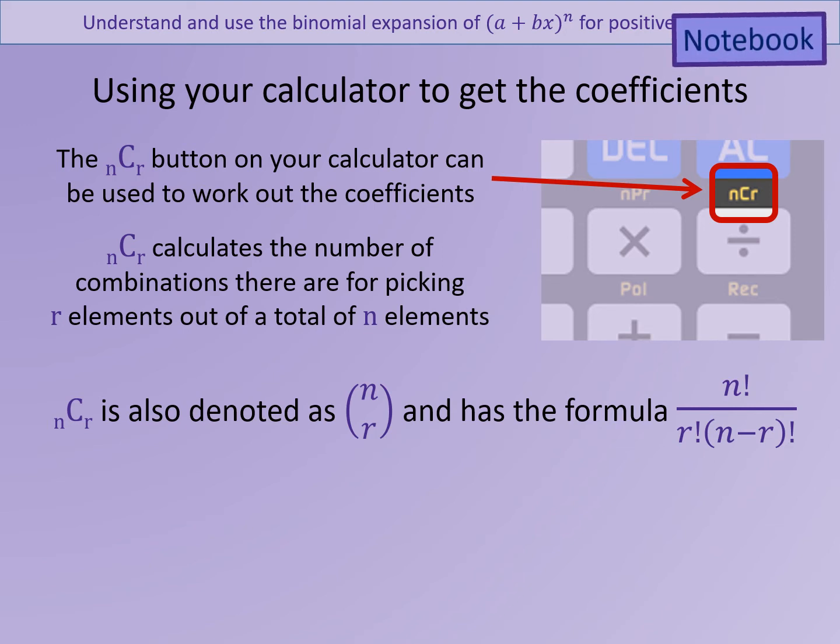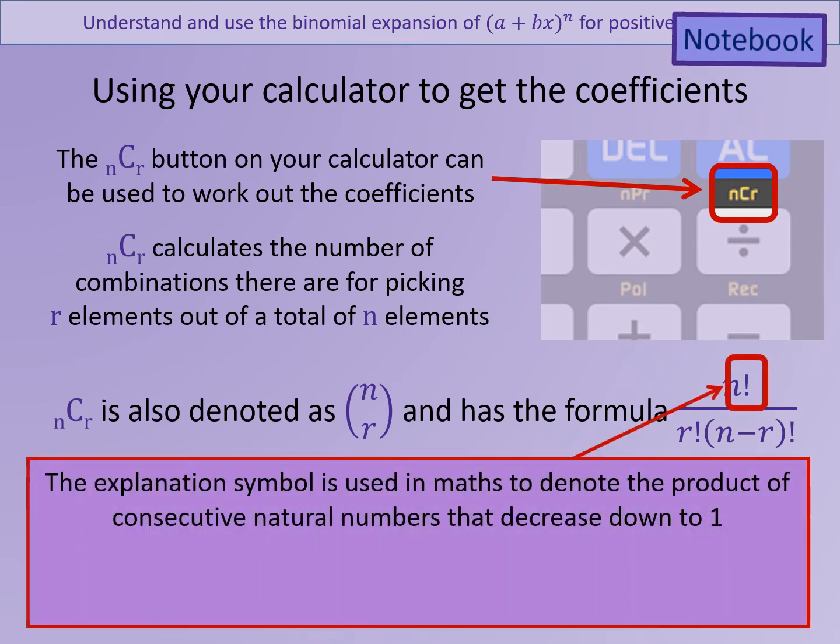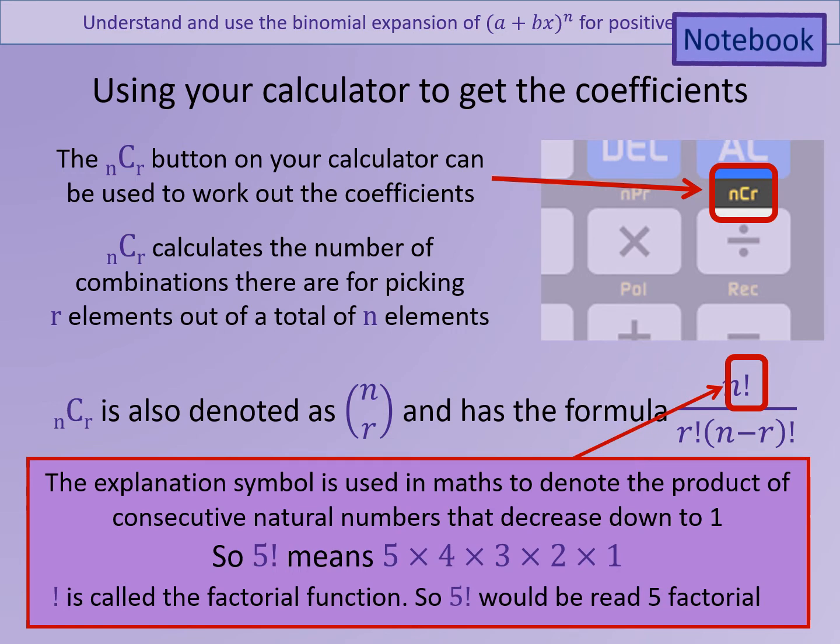This exclamation mark, in mathematics, we call it the factorial function. An example of how we can work out the factorial of a number is explained here. The exclamation symbol is used in maths to denote the product of consecutive natural numbers that decrease down to 1. So for example, if I wanted to work out the value of 5 factorial, then I would calculate 5 times 4 times 3 times 2 times 1. So 5 with an exclamation mark next to it would be read as 5 factorial.